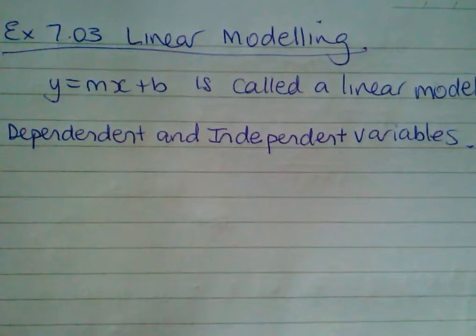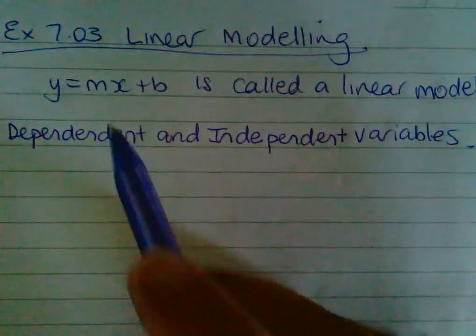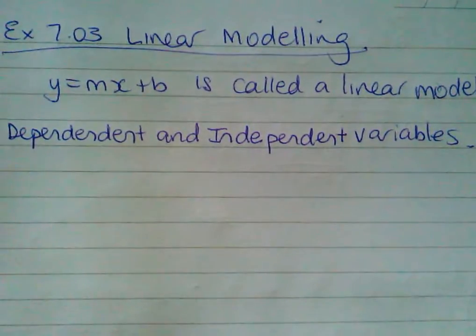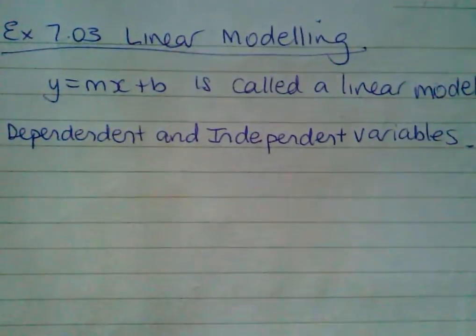Right, we're looking at exercise 703, linear modelling. Y equals mx plus b is called a linear model, and the reason it's called a linear model is if it's like y equals 2x plus 4 or something, it forms a straight line. That's why that's called a linear model.